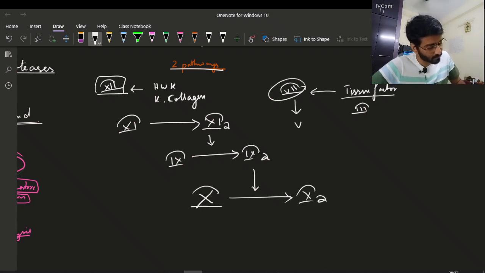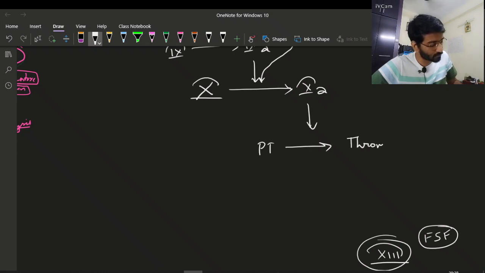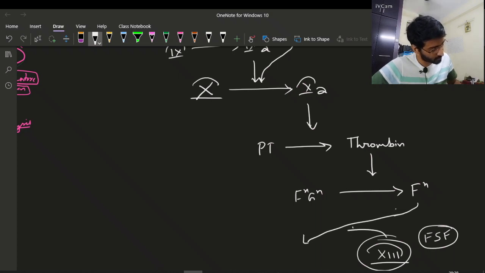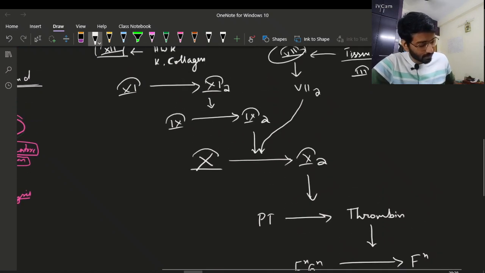and this 7A is converting 10 into 10A from the extrinsic pathway. This 10A is converting prothrombin into thrombin. This thrombin is converting fibrinogen into fibrin. This is added upon by factor 13 to cause a stable clot. This is the simplest way you can remember. Okay, done. Here what is happening?